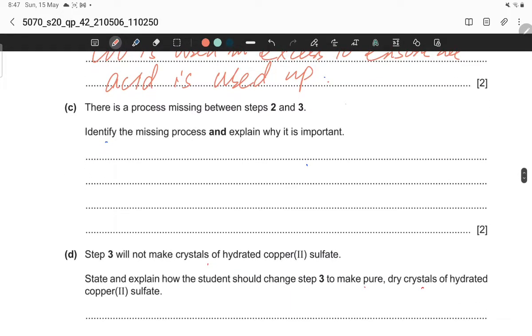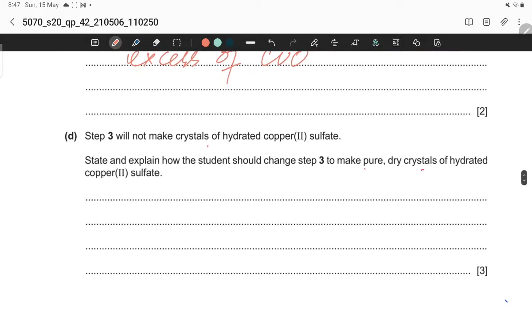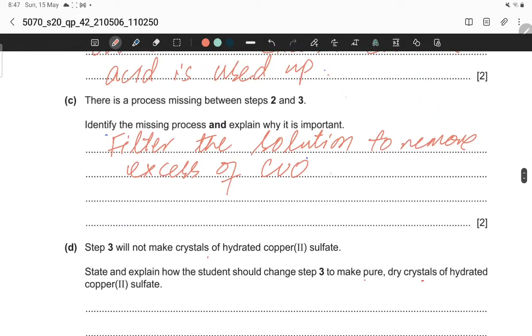There is a process missing between step 2 and 3. Identify the missing step. Now filter the solution to remove CuO, to remove excess copper 2 oxide as a residue.